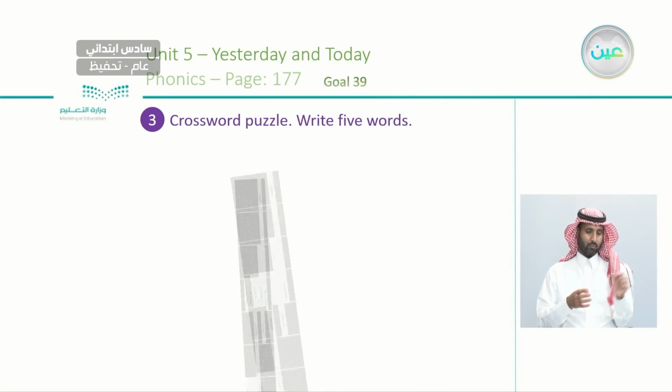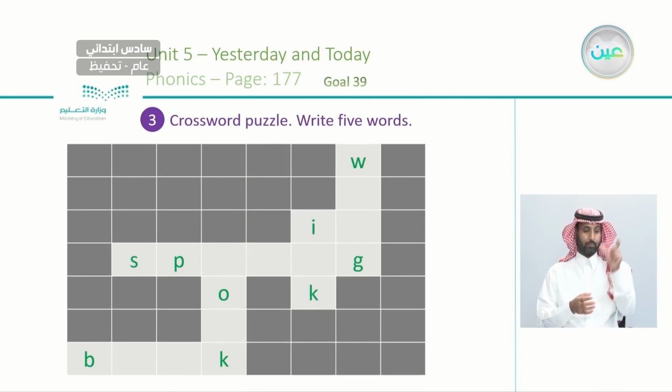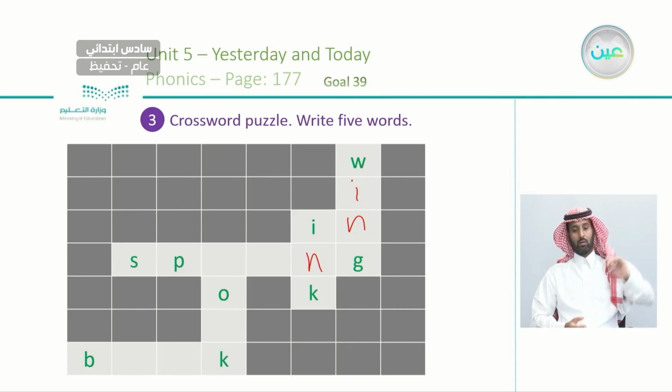Okay. Now, number 3, crossword puzzle. Write 5 words. So, now we have a puzzle here. Okay, now, we have W, missing letter, G. What do you think the 2 letters here are? Wing. Excellent. So what are the letters here? I and N. So this is what? Wing. Excellent. Okay, what about I blank K? What do you think the missing letter here is? N. So this is ink. Excellent.